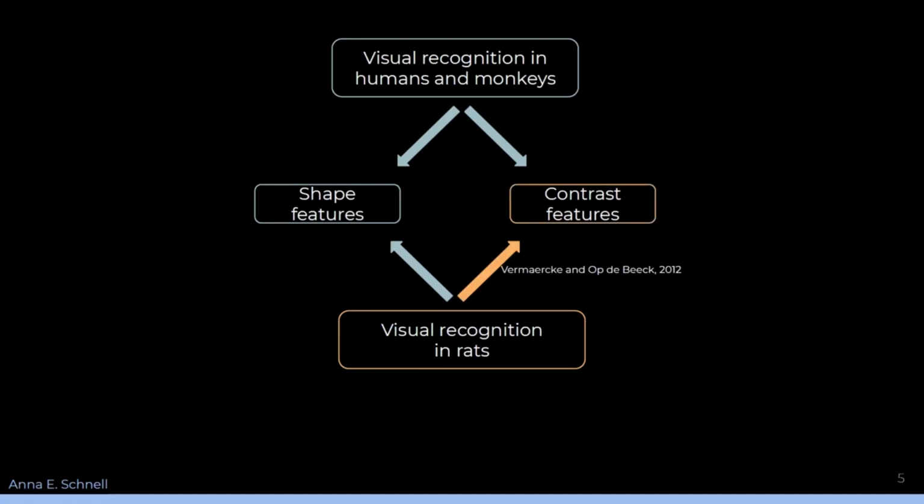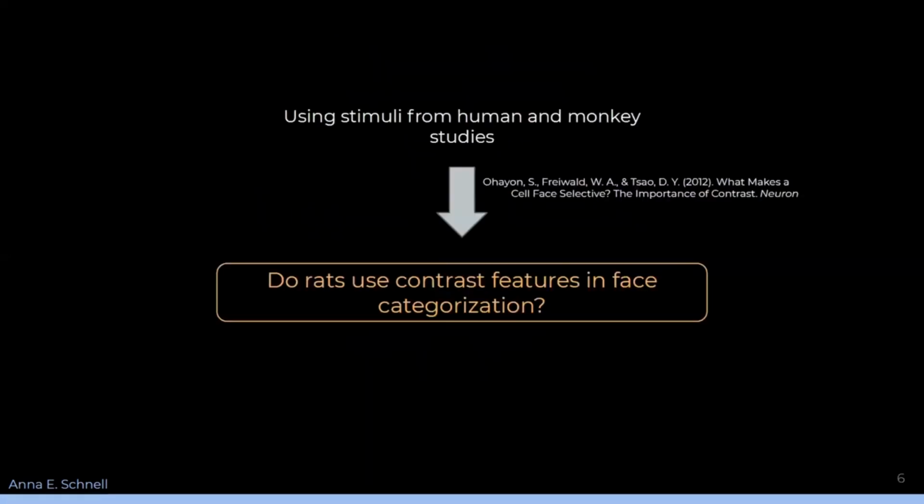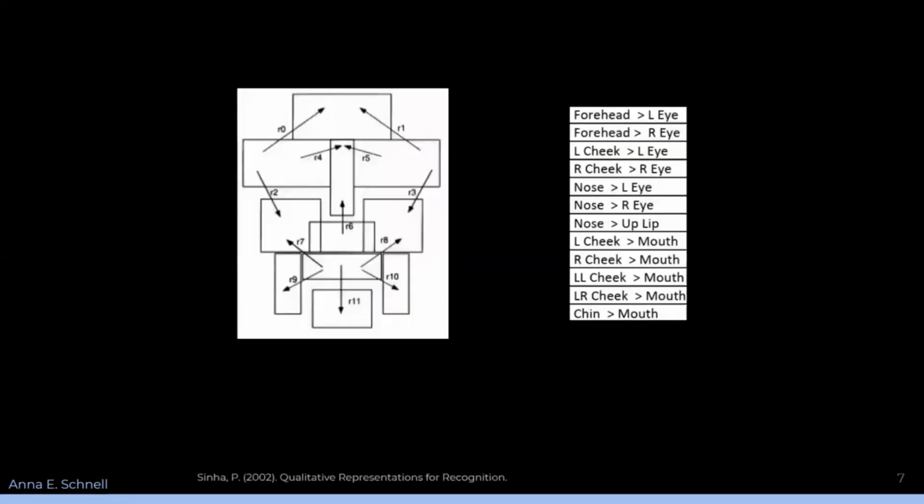My study will focus on this part specifically, and we will use stimuli that have been used in human and monkey studies to investigate whether rats use contrast features in face categorization. Contrast features in face categorization have been incorporated in a simple computational model for face detection. This model constructs a face template that is invariant to illumination changes. A face is detected in this model if the 12 conditions on the right are met. These conditions correspond to pairwise contrast relationships between facial regions.